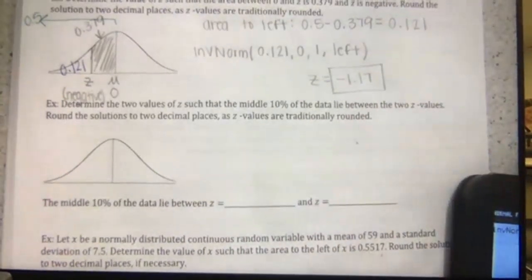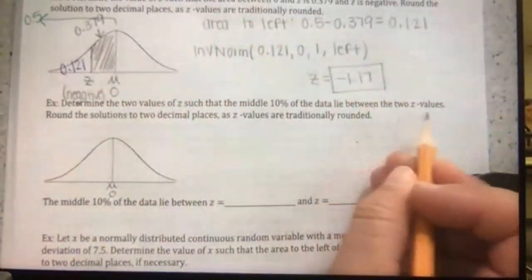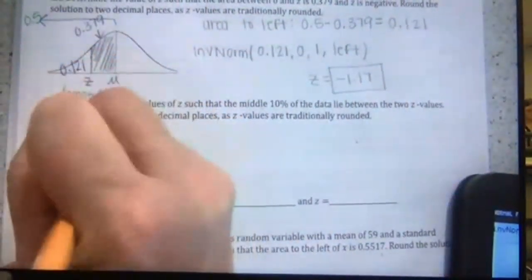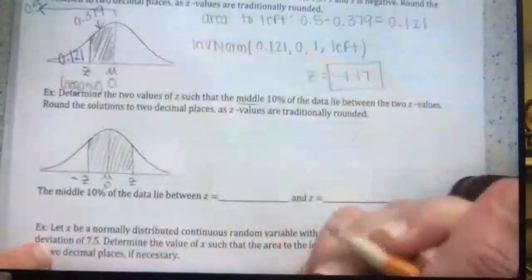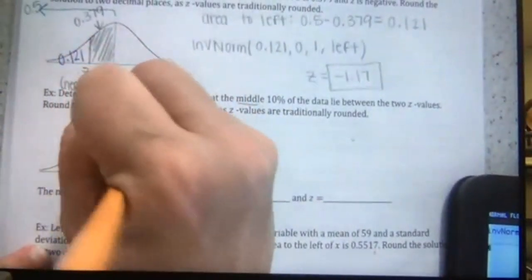All right, so a couple things. In the middle is our mean, which is 0, and it tells us that the data lie between 2 z values. Everything's symmetric, so it's going to be the same z values. One's positive, one's negative. So this would give us the negative z and the positive z. Negative z is to the left, and the positive z is to the right. In the middle, we're going to have our shaded area. And it told us the middle 10%, which is 0.10.